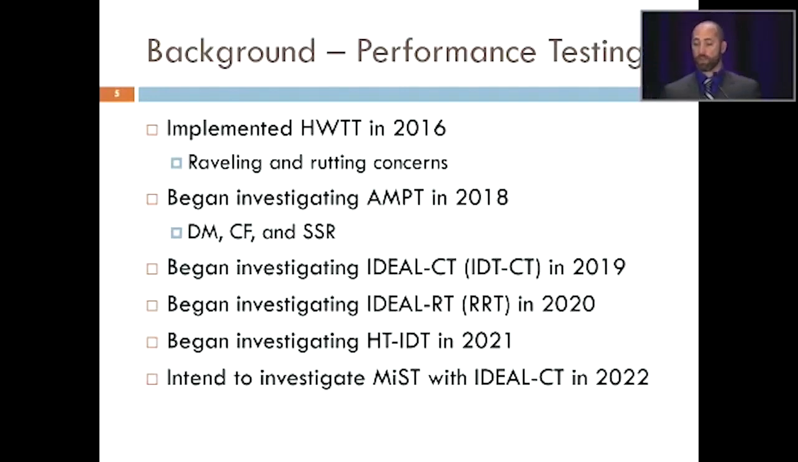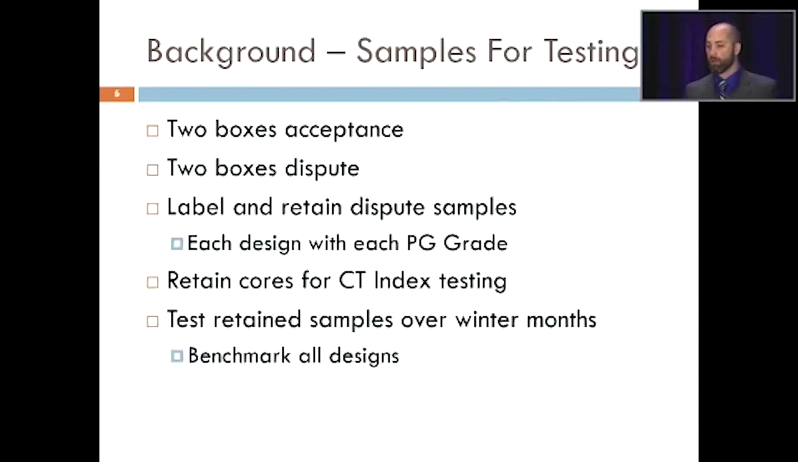We actually intend on investigating using MIST, the moisture induced stress test, along with IDEAL-CT to be able to potentially use the IDEAL-RT as a surrogate to Hamburg during production, because it will allow quicker assessment of that rut susceptibility, as long as it continues to show and rank mixes similarly to the Hamburg.